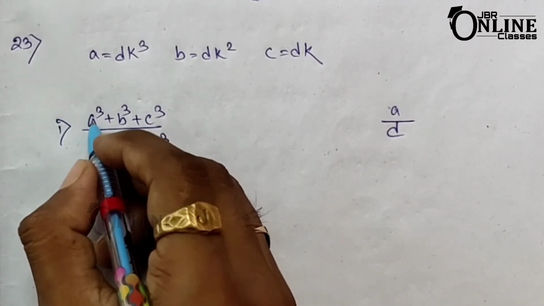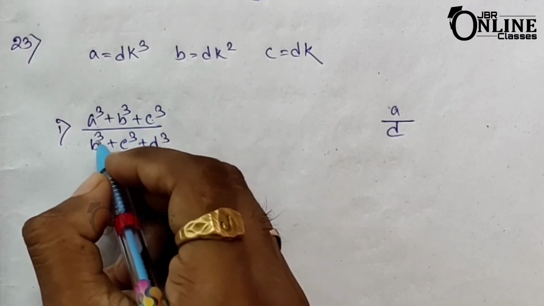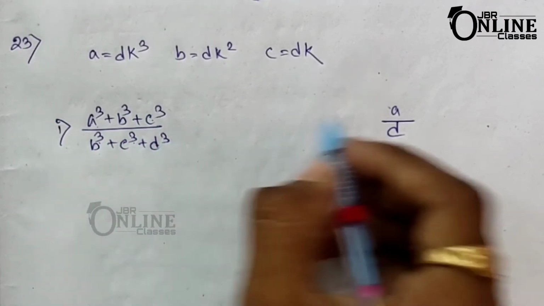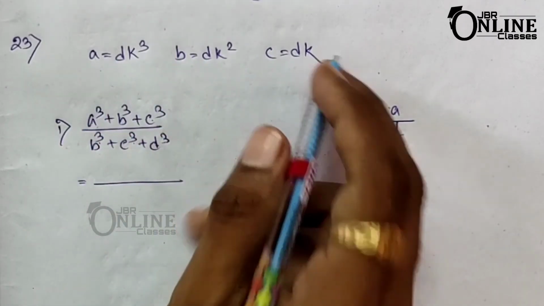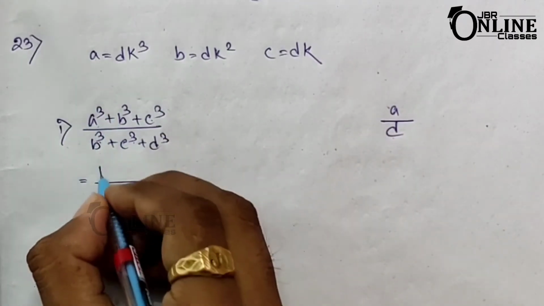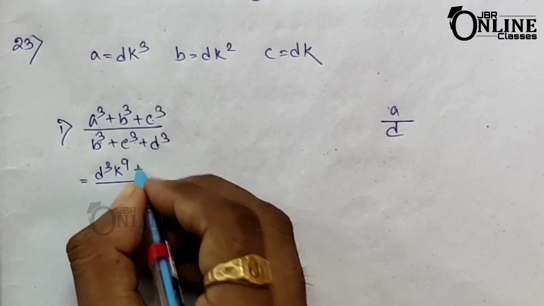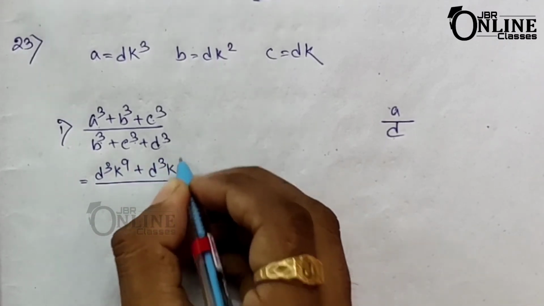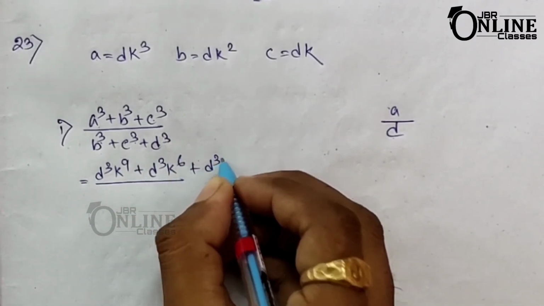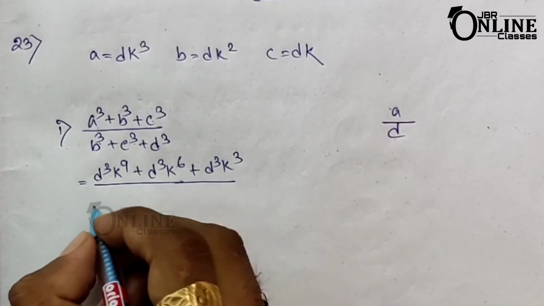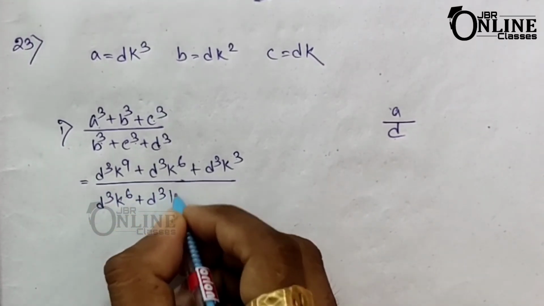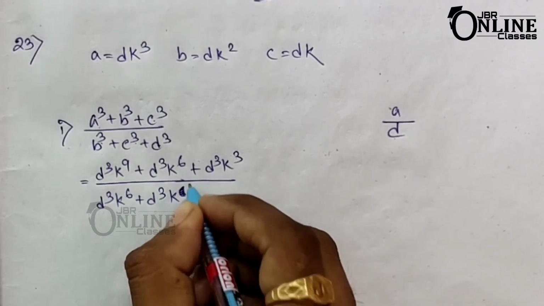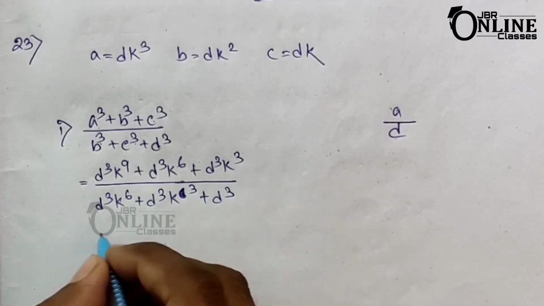Now you have to prove that a cube plus b cube plus c cube divided by b cube plus c cube plus d cube equals a by d. So just put down the value of a, b and c. Here a cube means d cube k to the power 9, then d cube k to the power 6, and then d cube k cube. Same thing here: d cube k to the power 6, d cube k cube, and the last one only d cube.